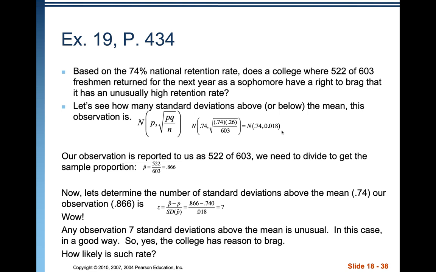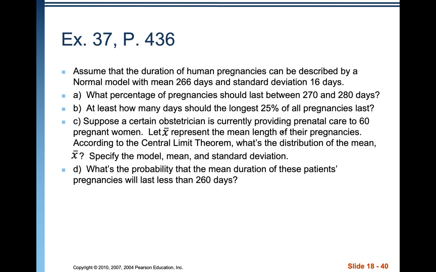So how likely is such a rate? Well, good thing it's modeled by a normal distribution. We can actually figure that out. So normal CDF from 7 to infinity, just leaving it with the standard normal mean and standard deviation, gives us 0. So not likely at all. This is exceptional.